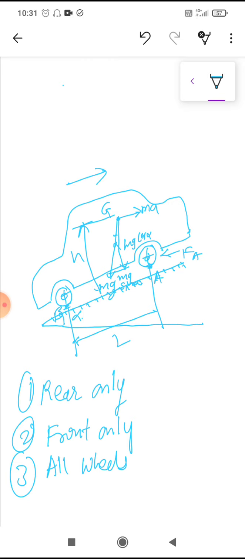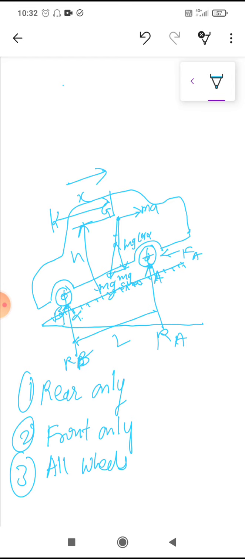Let x be the perpendicular distance of the CG from the rear axle. As the car is moving in this direction, this will be the rear axle, and this will be the front axle here. So this distance we are considering as x. Then let L be the distance between the rear and front wheel. Then RA and RB are the reactions on the ground at the front and rear wheel. So the force acting here will be RB, and this is RA, at the front wheel. Then mu is the coefficient of friction between tire and the road surface, and a is the retardation of the vehicle.